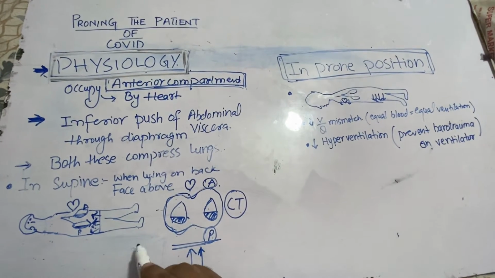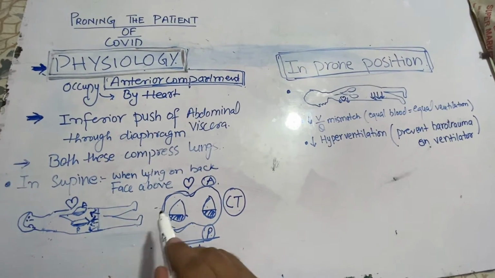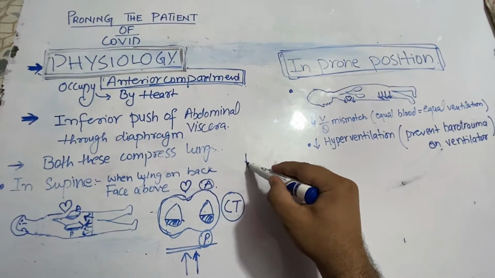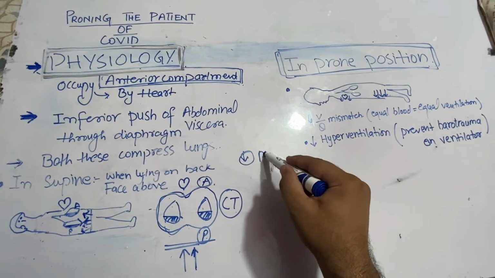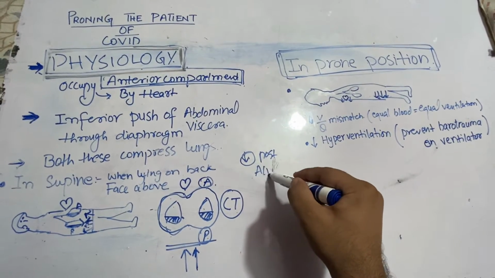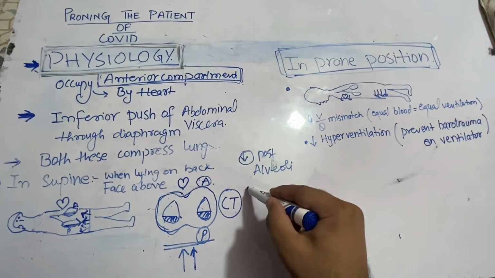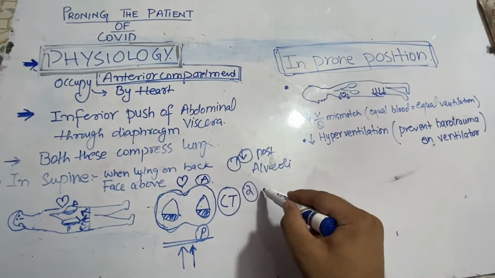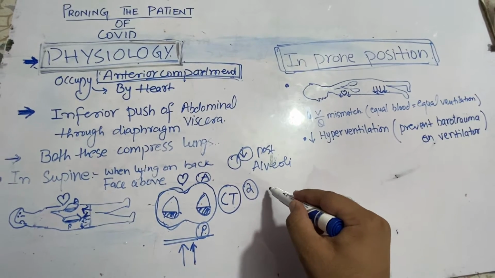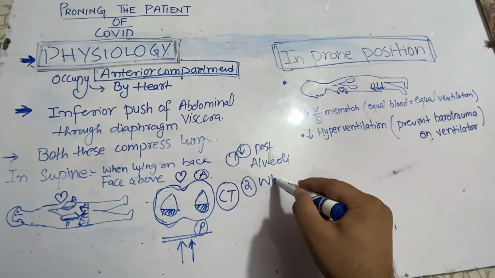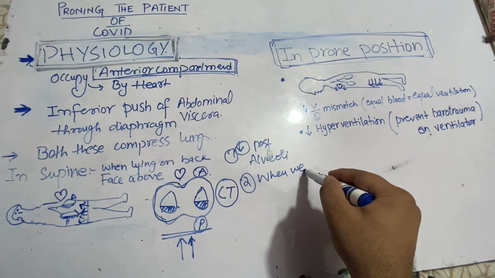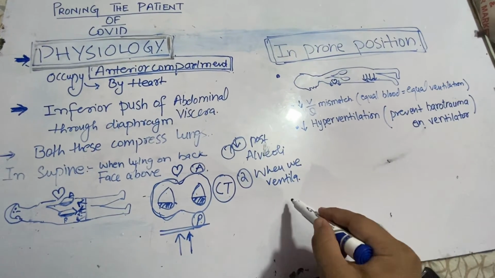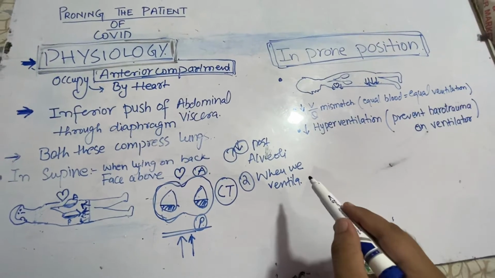So when the posterior alveoli are collapsed, there is no proper ventilation going on. First of all, the drawback is there is no posterior alveoli ventilation, and the second problem is that when we ventilate the patient with COVID, at that time there is a risk of barotrauma.